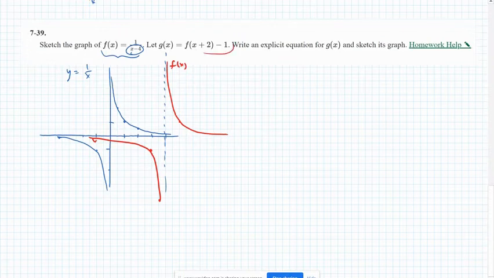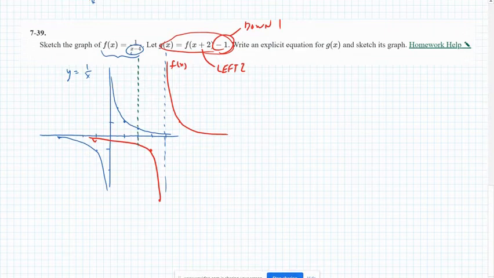Now what we're asked to do is this function g. And since x is replaced by x plus 2, that's going to shift our graph left 2, and the minus 1 is going to shift it down 1. And so if I take that red graph and I shift it left 2, the vertical asymptote would be here now, and down 1, the horizontal asymptote would now be here. And so now our final graph for g is going to be this green graph.